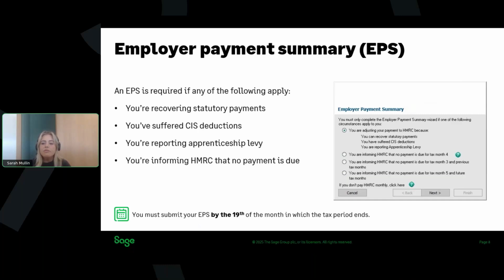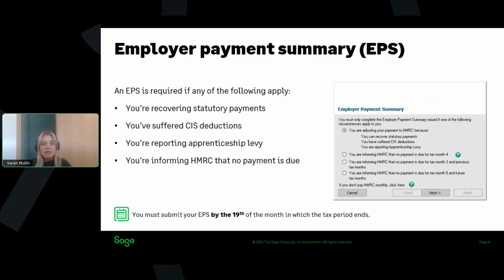So your EPS would only be required if any of those following points apply. So if you're recovering statutory payments, if you've suffered CIS deductions, you report an apprenticeship levy that you need to pay over, or if you haven't paid anyone at all on your payroll, so you don't have any employees at all, no one's getting paid, then you do want to inform HMRC of that using your employer payment summary submission.